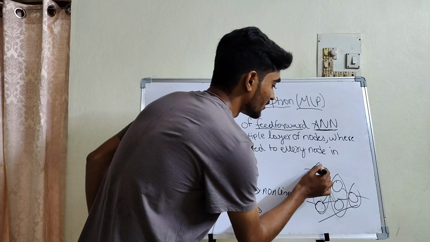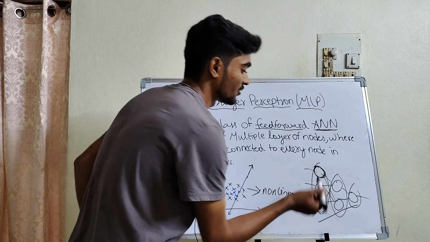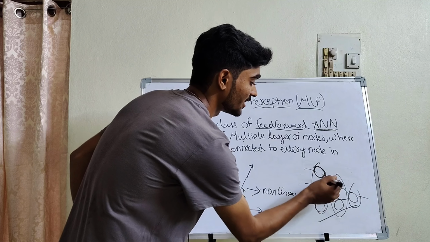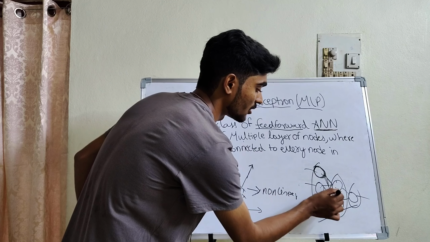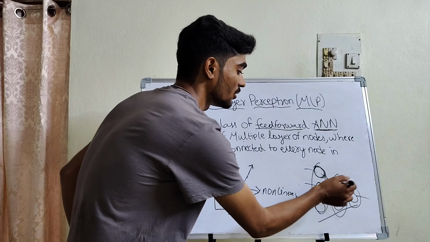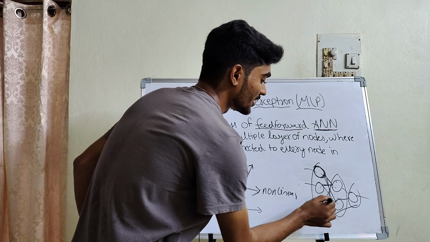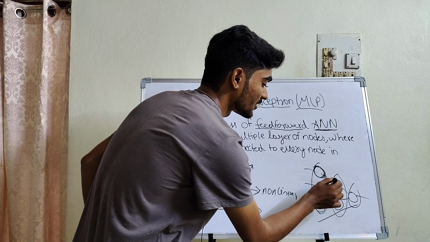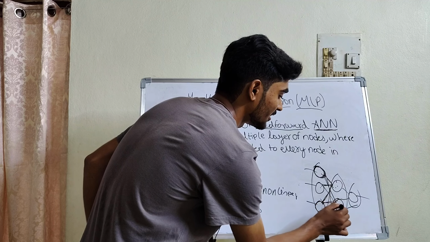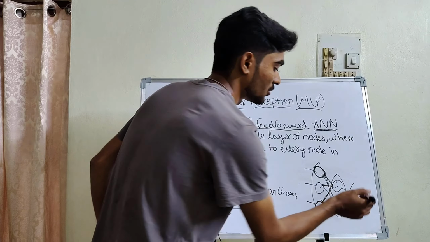Now let's understand this. Take the connection of this node. This node is connected with this node in the adjacent layer, and this node is also connected with this node. Now take this node. This node is connected with this node in the adjacent layer, and this node in the adjacent layer. When it comes to this case, this node is connected to this node in the adjacent layer, and this node is connected with this node in the adjacent layer. Similarly for both these nodes as well.